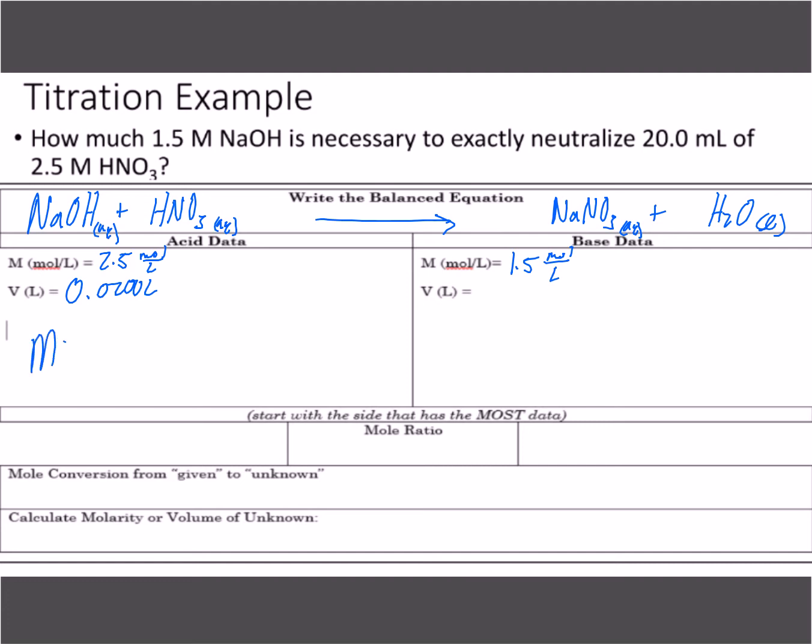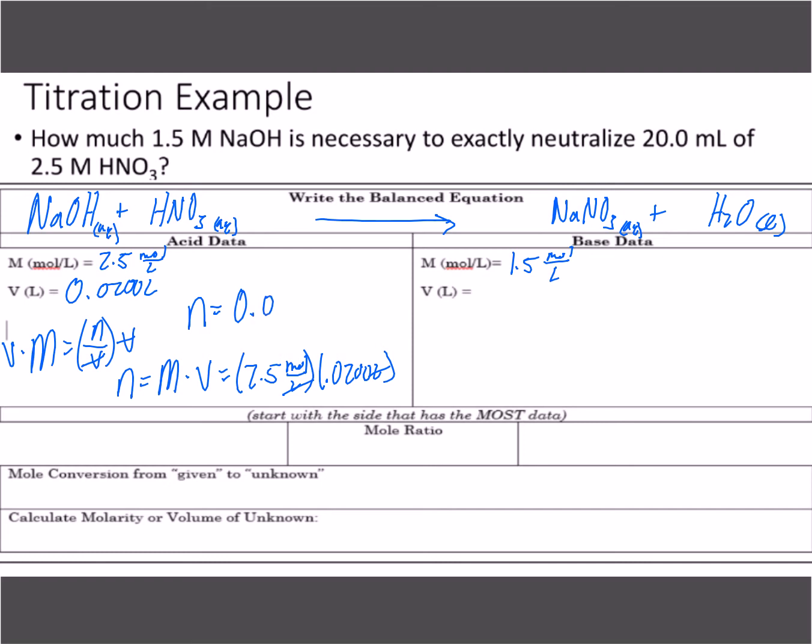So again, molarity equals n over V. To get n by itself, we multiply by V on both sides. So n equals molarity times volume. So here we go. It's going to be, in this case, 2.5 moles per liter times 0.0200 liters. So my moles, 2.5 times 0.02, what did you guys get? Louder. 0.05 on the dot. All right. And that's going to be moles.